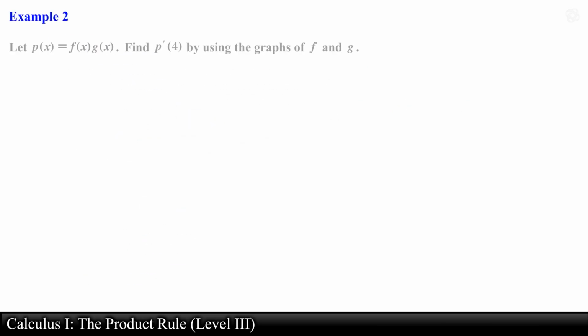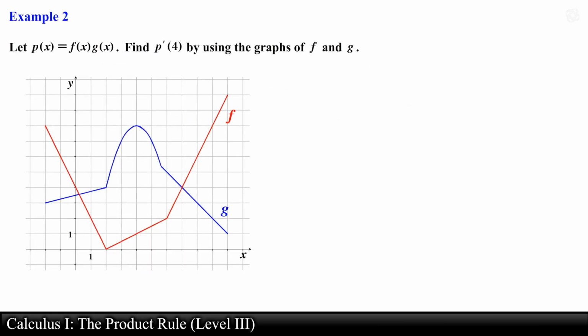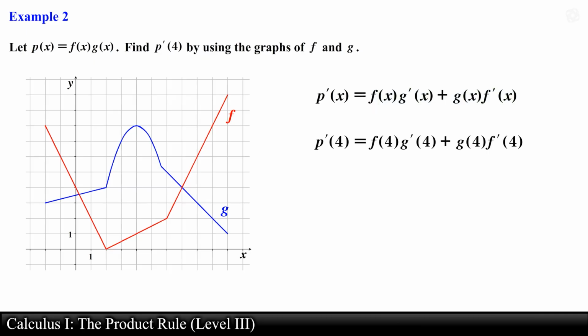Alright, let's try the final example. Let p of x equal f of x times g of x. Find p prime of 4 by using the graphs of f and g. Similar to the last example, let's go ahead and find an expression for p prime of x. From the previous example, we know that it is going to be equal to the following expression after using the product rule.